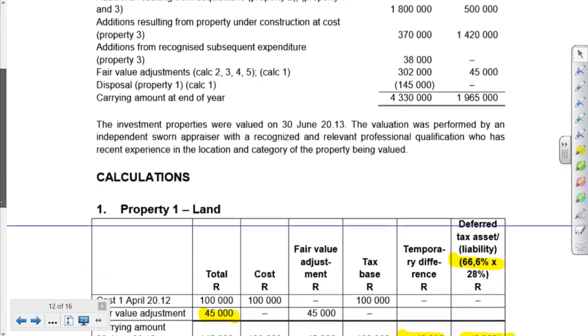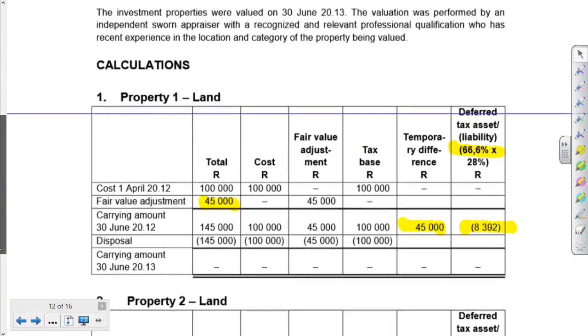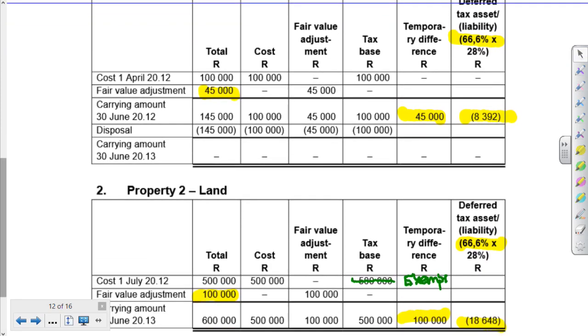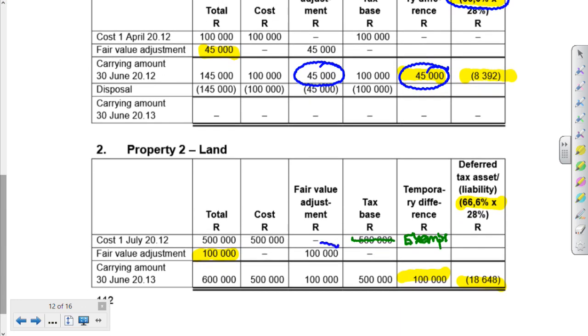investment property. So there are two properties in this case, and there's your temporary differences, and you can see that your temporary differences is just your fair value adjustments. So there's your fair value adjustment, and there's your temporary difference, and it's taxed at 66.6, and down here is your fair value adjustment. There's your temporary difference, and it's at 66.6.